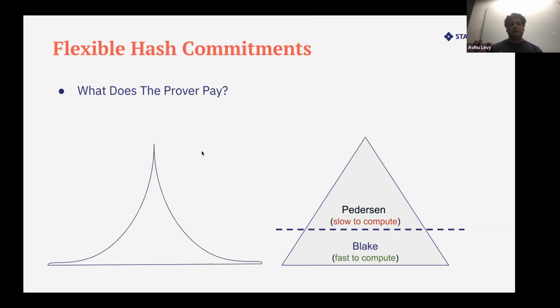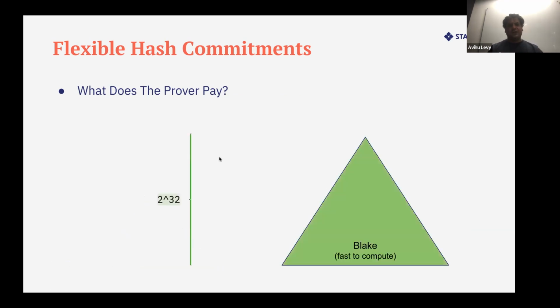But now you will say, okay, but the prover now pays much more, because you took 22 out of 32 layers and you made them slow to compute. Well, this triangle is pretty misleading, because every layer of the tree has twice the number of elements than the previous layer. So in fact, this triangle should look more like this, and actually much more to the extreme. This is my drawing skills.